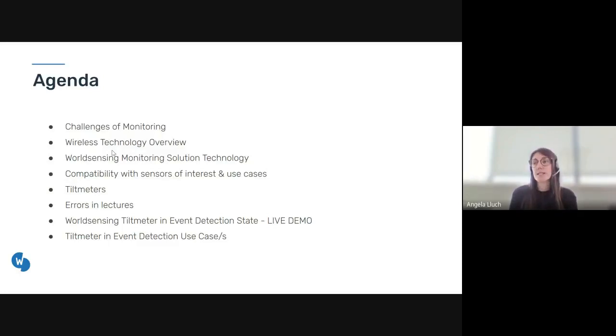After that, Víctor will jump in. He will explain the use of tilt meters. He will also talk about the different errors commonly associated with these sensors. He will also explain the use of this tilt meter in event detection state, and we'll finish the presentation explaining one particular use case.